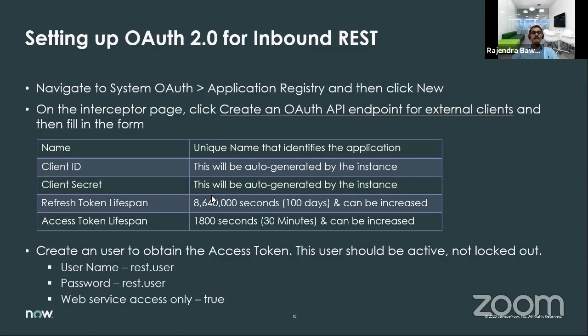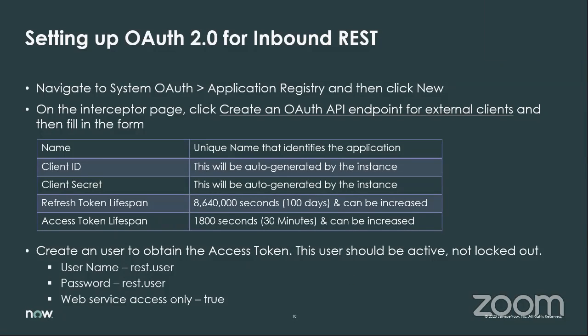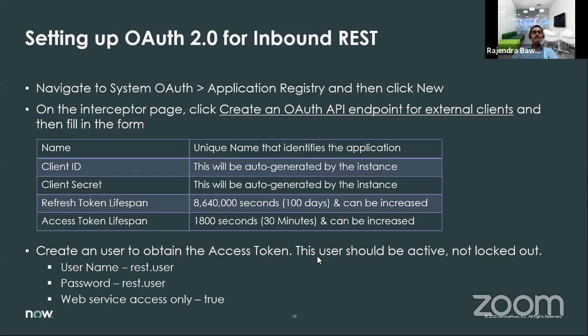Then the refresh token lifespan, as I said earlier, is 100 days. It can be increased or decreased. Next is the access token. Its default lifespan is 30 minutes and it can be increased. Now we have done this setup, but we will require a user to obtain the access token. We have created one user with a username and password, res.user. This user should be active and should not be logged out, so that the instance can generate the access token using this user.